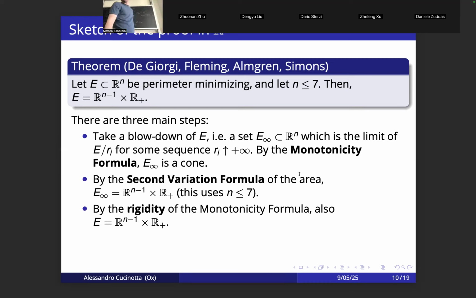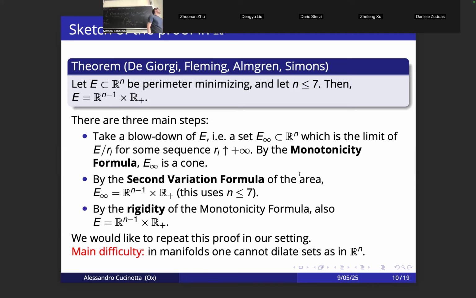And what we would like to do is to basically do the same in our setting of Riemannian manifolds. The issue, obviously, is that in Euclidean space we can take rescalings of sets, and we can do this because the space is homogeneous, or invariant, under rescalings. In Riemannian manifolds, this is not possible, so we need a lot more machinery, and there are some subtle complications. Questions on this? No, perfect.